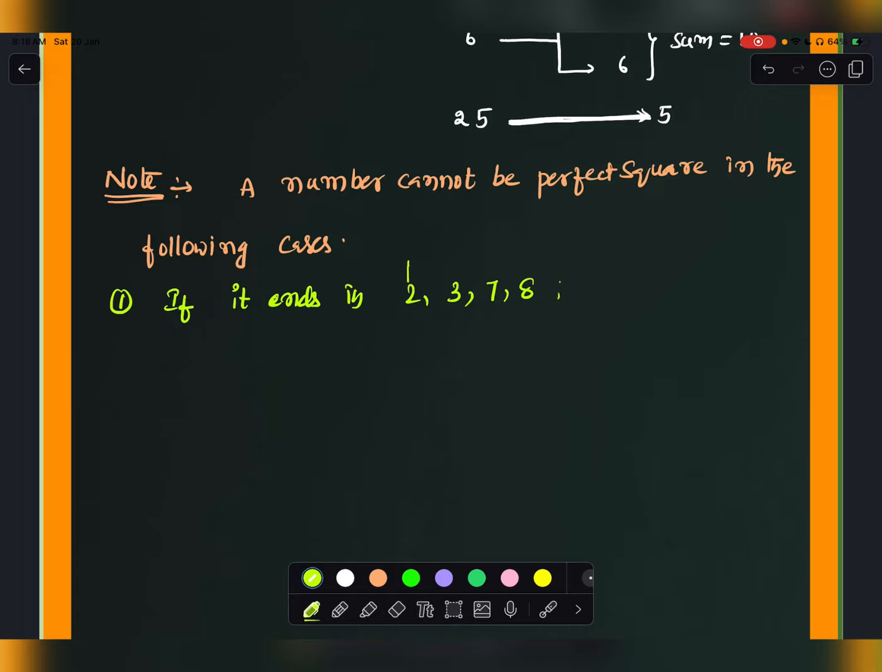And these digits are also complementary only. 2 and 8 are what? Complementary. 2 plus 8 is 10, and 3 and 7 are also complementary. 3 plus 7 is also 10, right?